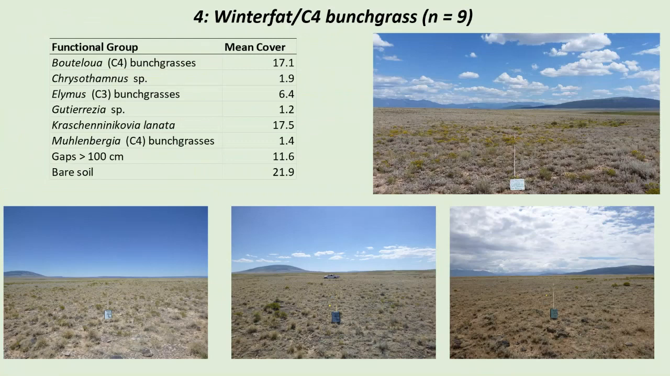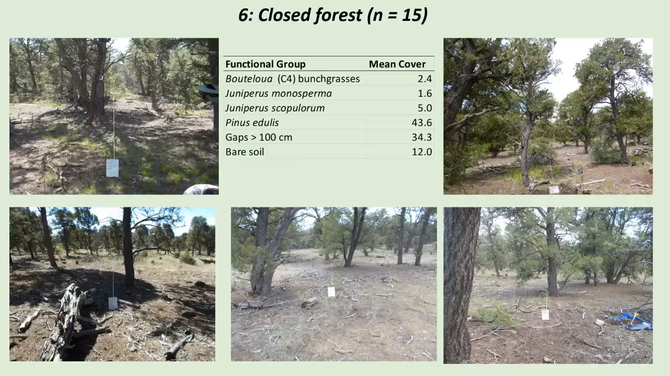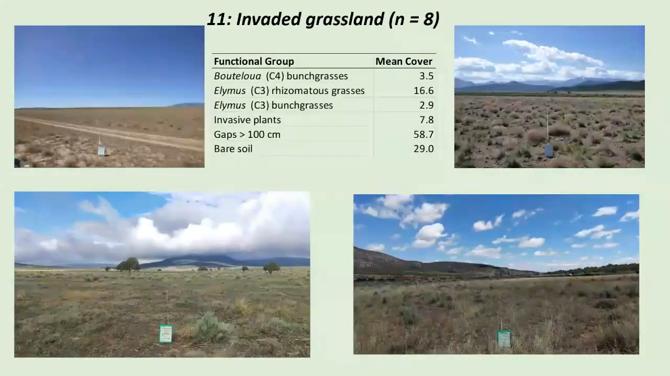And just to show you a couple other of the communities that came up, we had a Winterfat warm season bunchgrass dominated community, a closed canopy forest, an invaded grassland community, and a perennial bunchgrass dominated community.